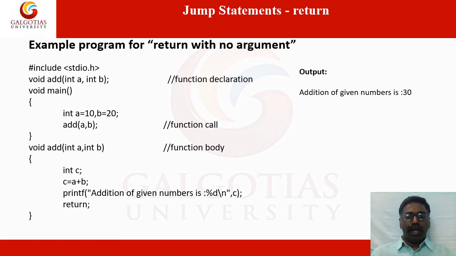Now inside that we are having a local variable called int c. C is equal to a plus b is done here, and then the value of c is displayed inside the function itself, and it is not going to return anything, so we are having only a return statement without any argument. So this program is helpful to understand the jump statement, that is return with no argument.